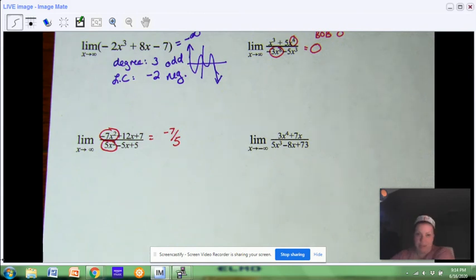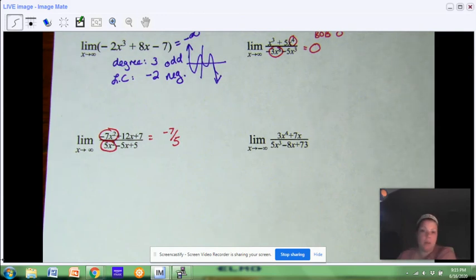That is the y value that this function is heading towards as x gets larger and larger and larger. We're heading towards -7/5. Do we actually get there? No, but that's where we're headed. And that's really what the limit's talking about. Where are you going? What's the pattern? What's the direction you're heading in?